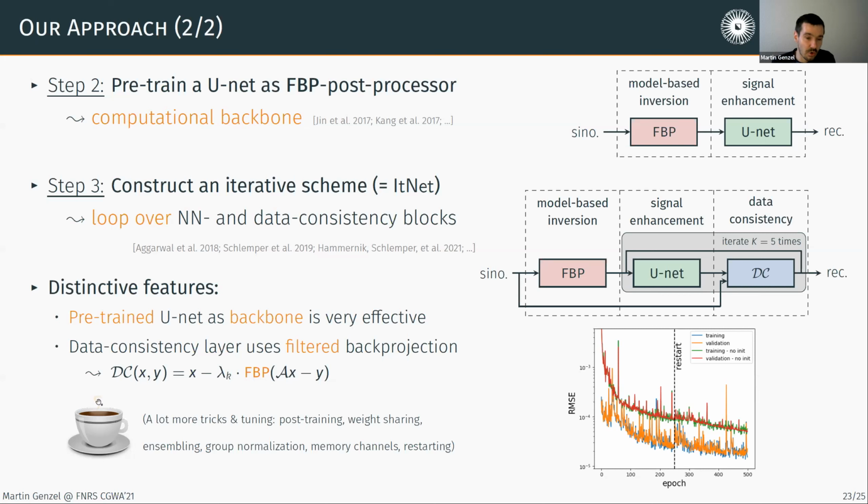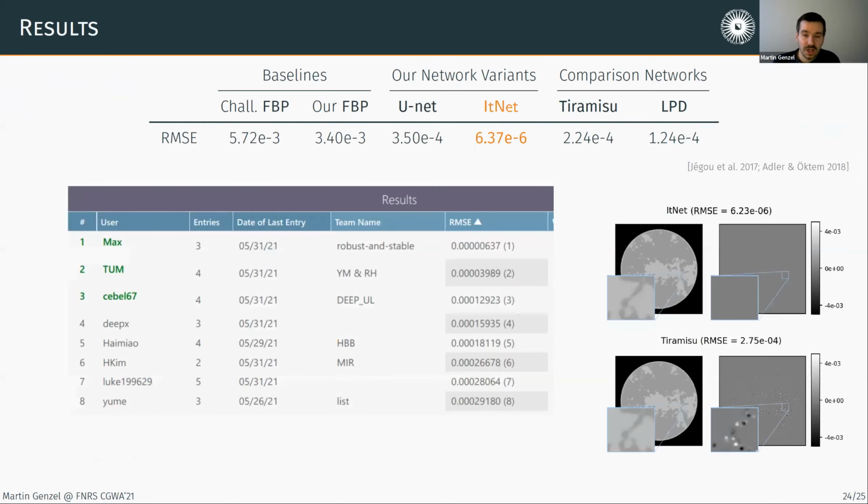There are many more tricks, but I won't go into details. So that's our approach, and now I'm happy to tell you that we actually won this challenge. Here you see the final leaderboard, and it's fair to say that we won with a considerable margin. The second place is outperformed by a factor of 5, and the third place by a factor of 20. What we achieved is 10 to the minus 6.